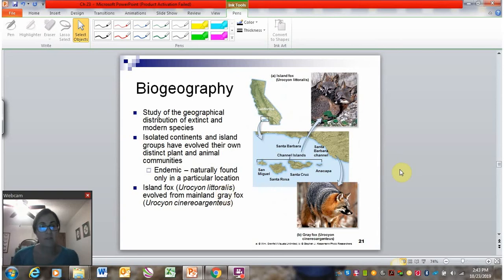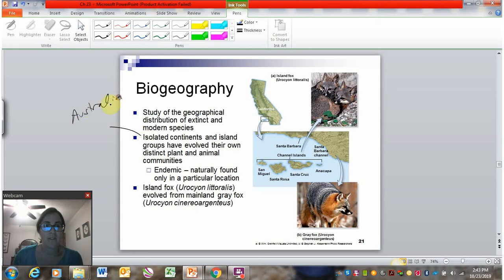Another place where this can be demonstrated is through the study of biogeography. So biogeography is how living things differ in their distribution based on geography. And so this can include both modern species and extinct species. So for biogeography, it oftentimes focuses on isolated continents, so continents that had a different evolutionary history than the other continents. And the one that this is usually most important for is Australia.